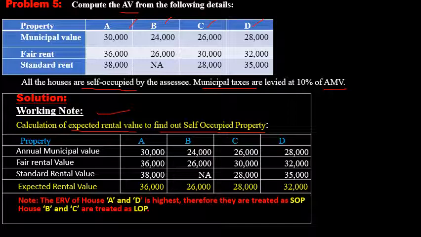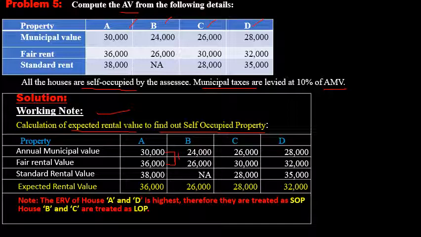It's municipal value, fair rental value and standard rental value. You have to compare it. So property A, B, C, D. First municipal value, which is given in the problem, then fair rental value, then standard rental value, which is given in the problem. First property A, municipal value is 30,000 and fair rental value is 36,000.